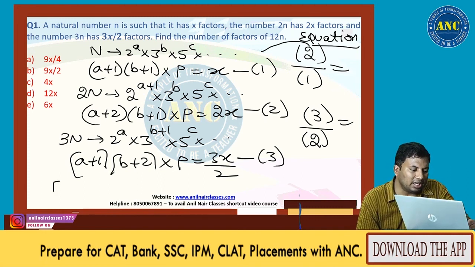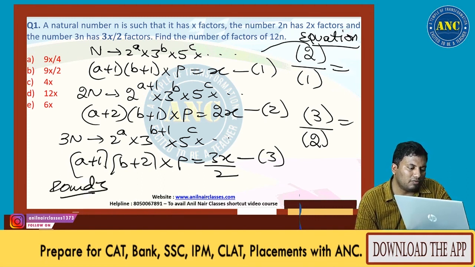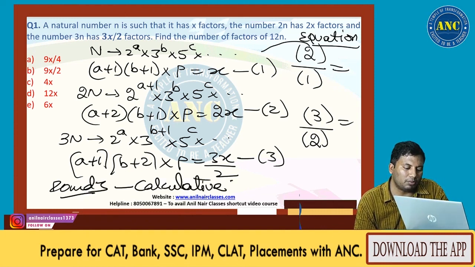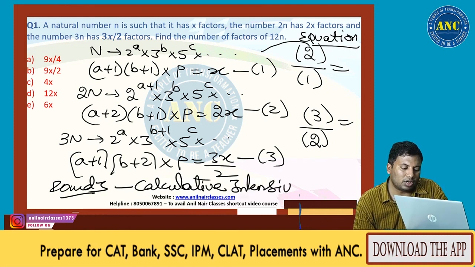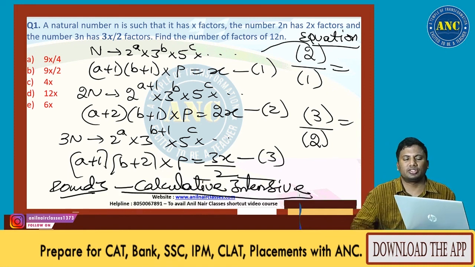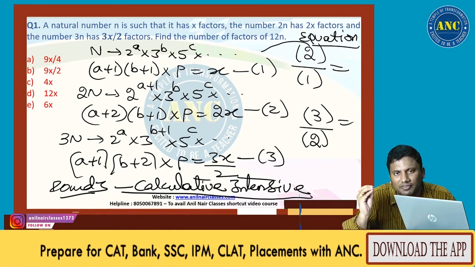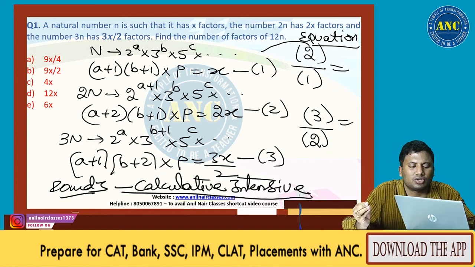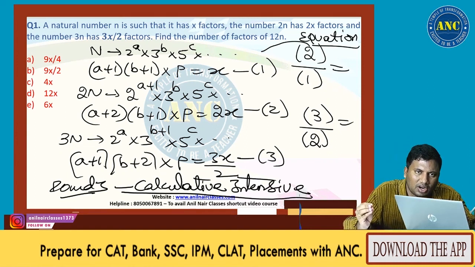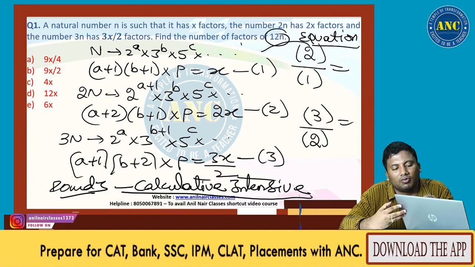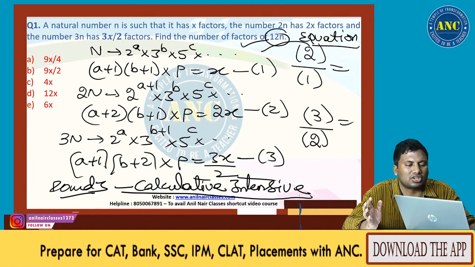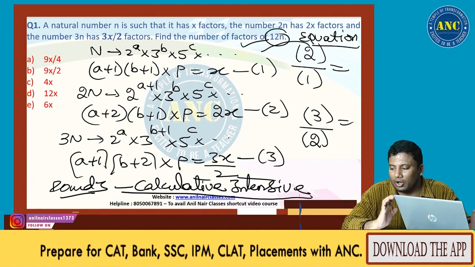The model is clear. It is a round 3 problem, very calculation intensive. I hope the idea is clear. Simply do 2 by 1, get the relation between a and b, and substitute to check whether it is satisfying. If it is not satisfying, then do 3 by 2. The values of a and b which will satisfy, put it into 2n, you will get the answer. Because of the time constraint, I am not going to solve this question. I hope it is clear.